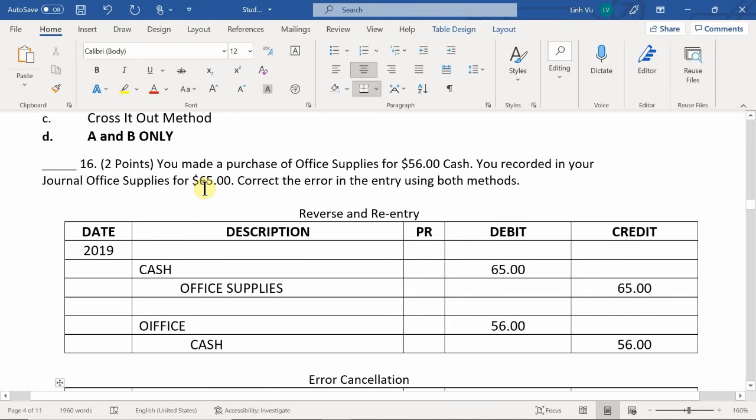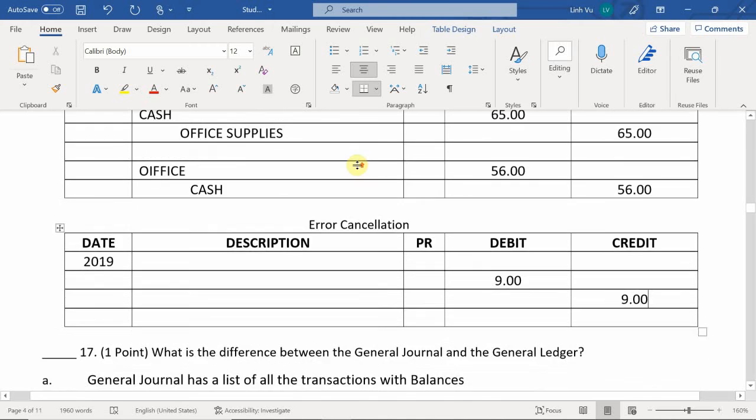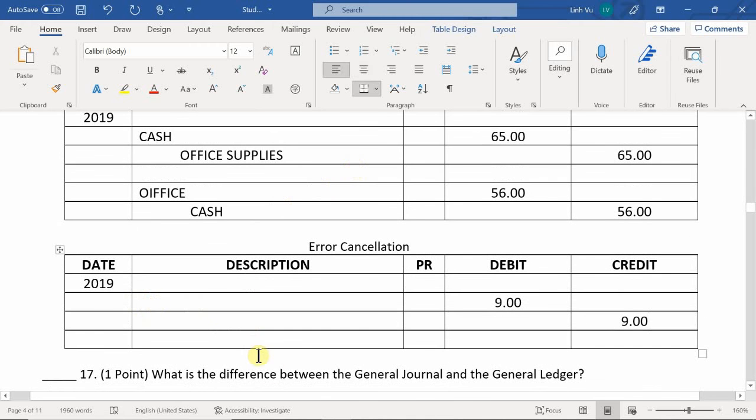Now my cash is also overstated because I spent too much money when I really didn't. I didn't spend $65. I only spent $56. So in this case, my accounts are both over. They're both overstated. So how much do I need to decrease a specific account in each one? $9. In this case, I have too much cash, so therefore I need to debit my cash account because I spent less. Same thing with my office supplies: I need to decrease my office supplies because I have too many office supplies. I have $9 over in my account.